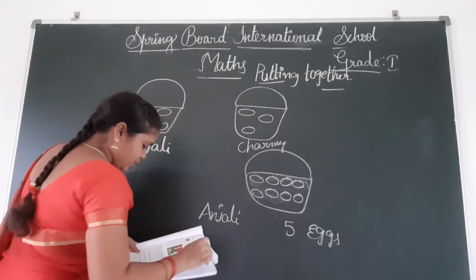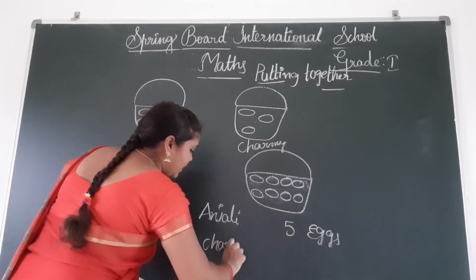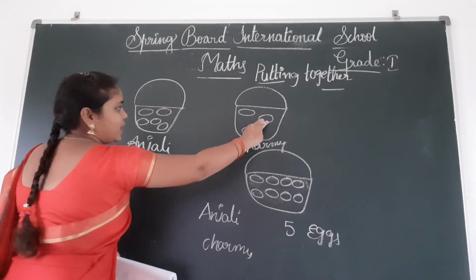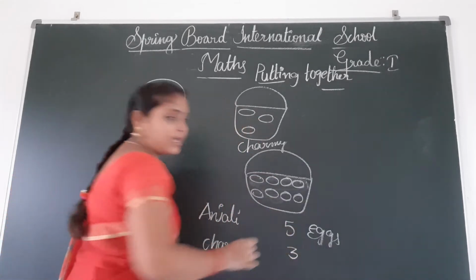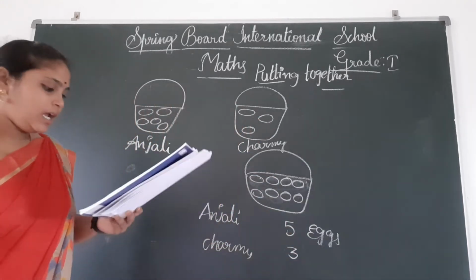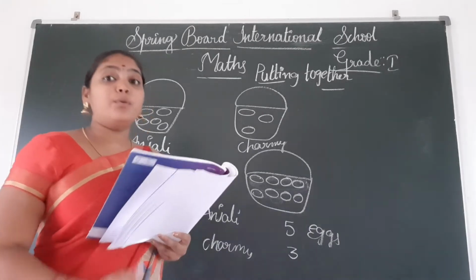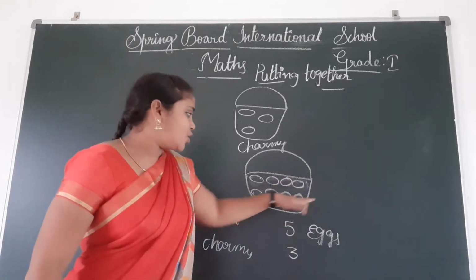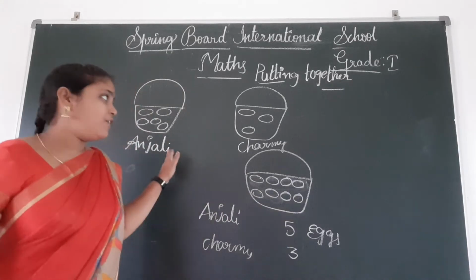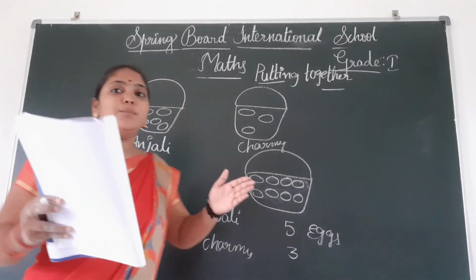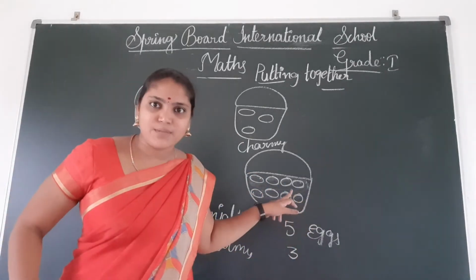Next, Charmi. How many eggs does Charmi have? Charmi has 1, 2, 3. So Charmi has 3 eggs. Next, the number of eggs put together. So what is the total number of eggs here? Here 5 and here 3. Now we put all the eggs in this basket.